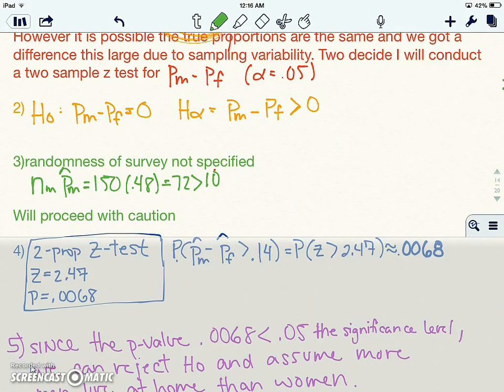I'm going to go ahead and do the same thing with the number of males. Having an issue with my pen. I'm going to go ahead and pause this and fill it in because my pen is being weird.